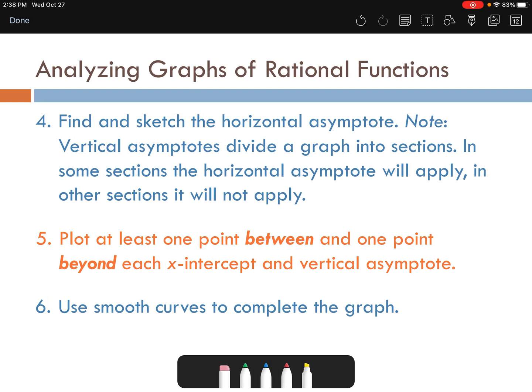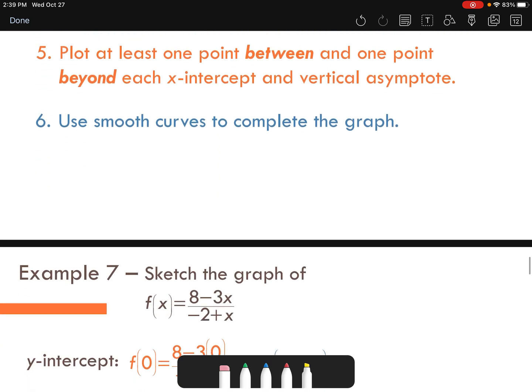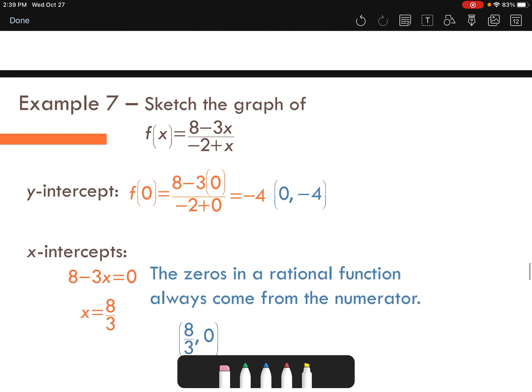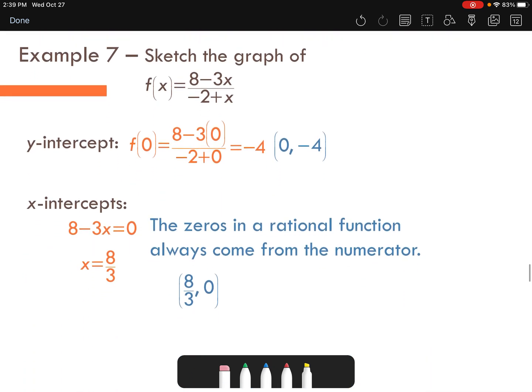It says vertical asymptotes divide a graph into sections. So sometimes the horizontal asymptote will apply and other times it won't. Then we're going to plot at least 1 point between and 1 point beyond each x-intercept and vertical asymptote. And then we have to use smooth curves to complete the graph. So we're going to sketch the graph of (8 minus 3x) over (negative 2 plus x).